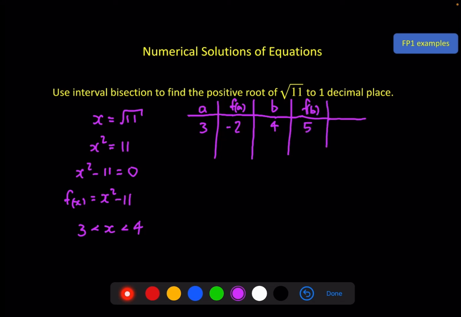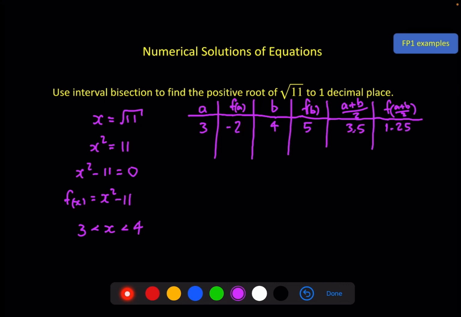So then we want to take the midpoint. So we do a plus b divided by 2, in this case 3.5, and then evaluate the function at this point, which in this case gives us 1.25.